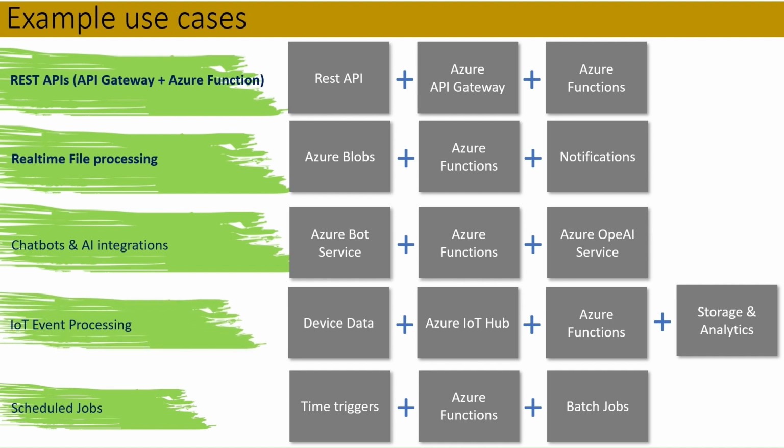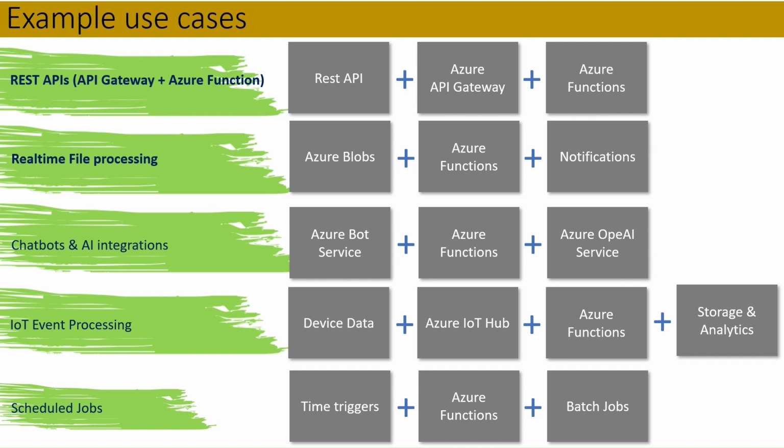Fourth one, IoT event processing. You can use Azure IoT Hub to ingest device data and trigger Azure functions. You can process telemetry in real time and route it to storage, perform analytics, or alert any system.